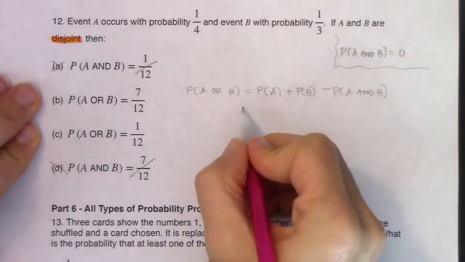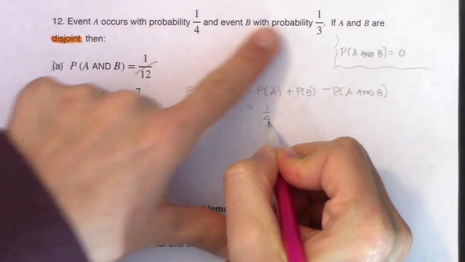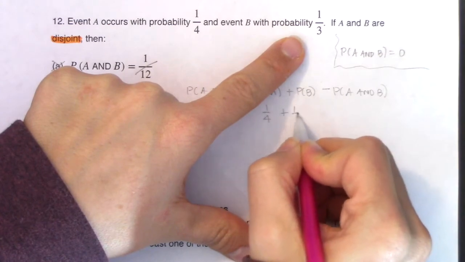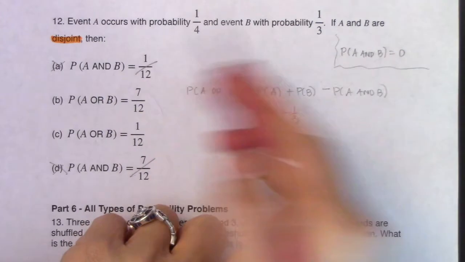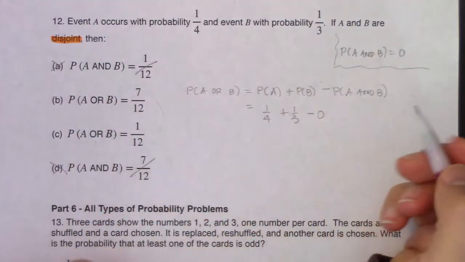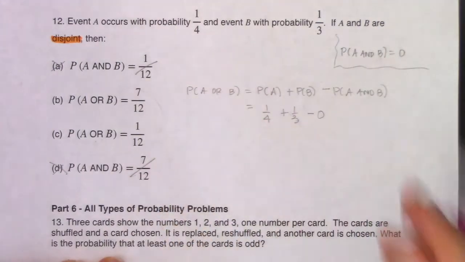All right, so let's figure out what this is. They told us the probability of A was 1/4. They told me the probability of B was 1/3. And I know the probability of A and B is 0 because I was told this was disjoint. So if I can figure out what this sum is between these two fractions, I'll find my answer.